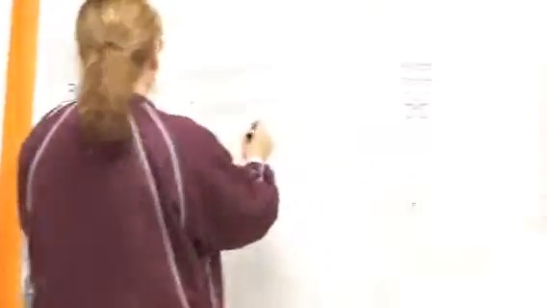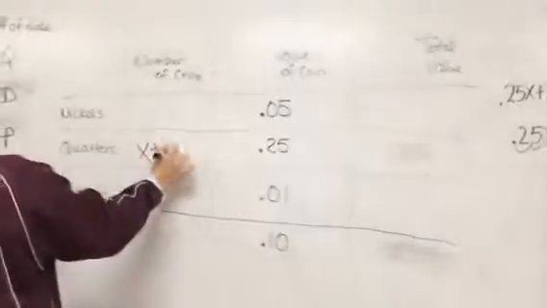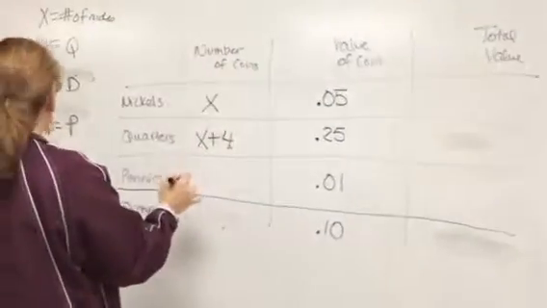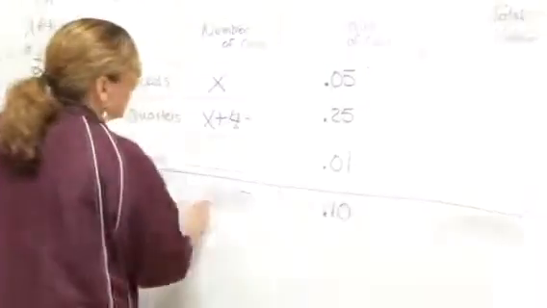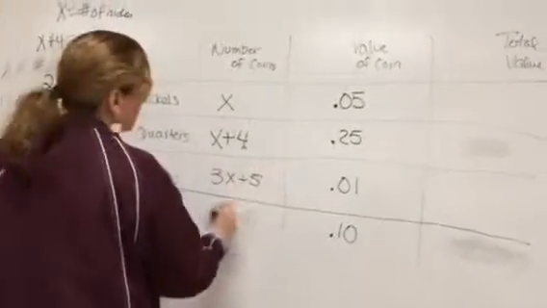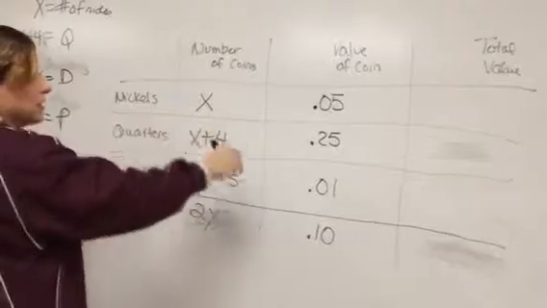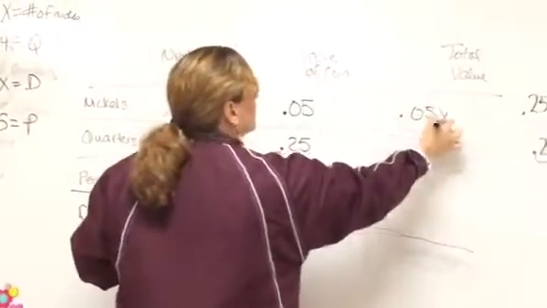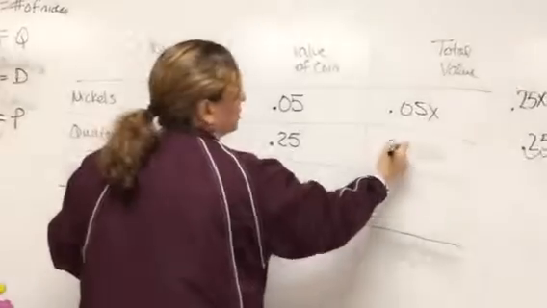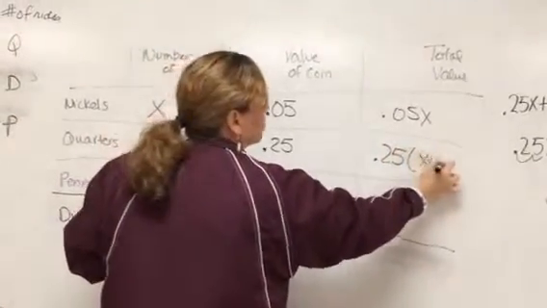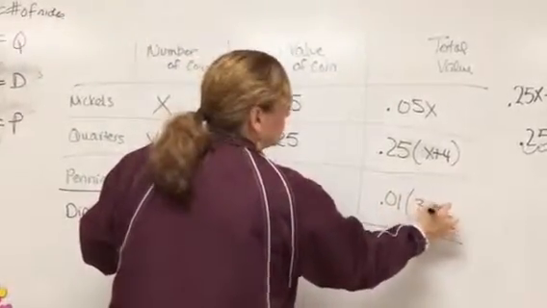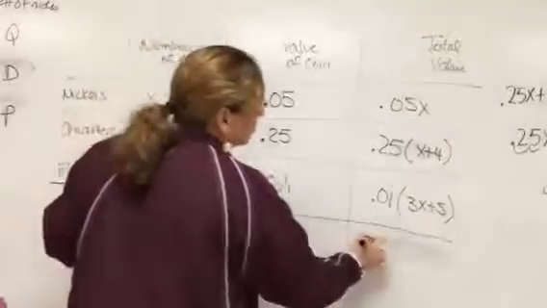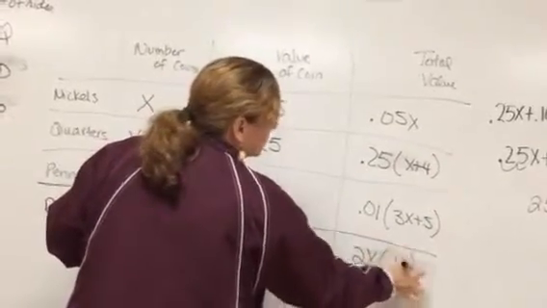Now I'm going to set it up. The number of quarters is x plus 4. The number of nickels is x. The number of pennies is 3x plus 5. And the number of dimes is 2x. You're going to do the same thing. For nickels, 0.05x. Here I'm going to be doing 0.25 times x plus 4, so you have to distribute that. Here 0.01 times 3x plus 5. And finally 2x times 0.10.